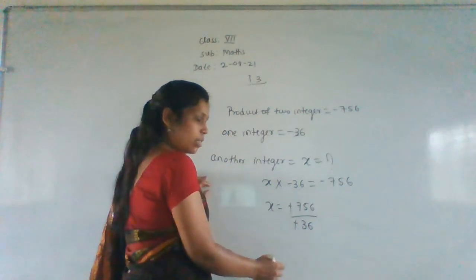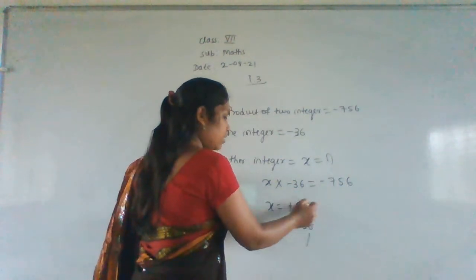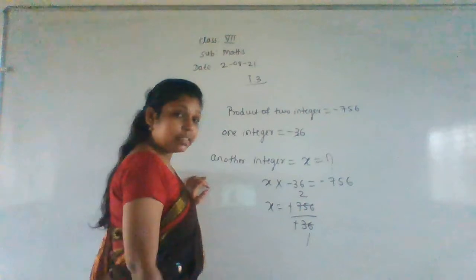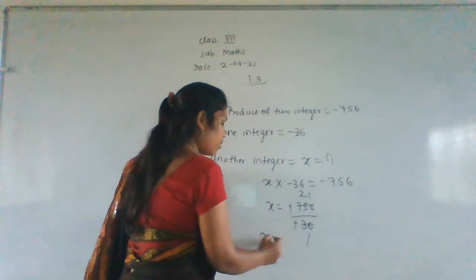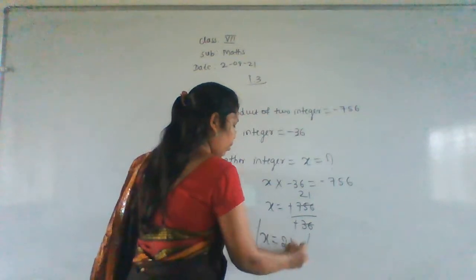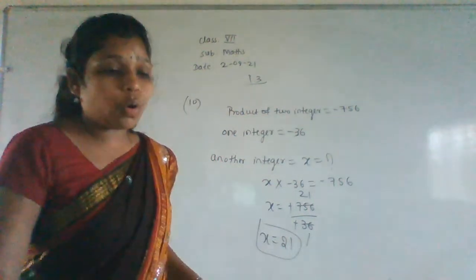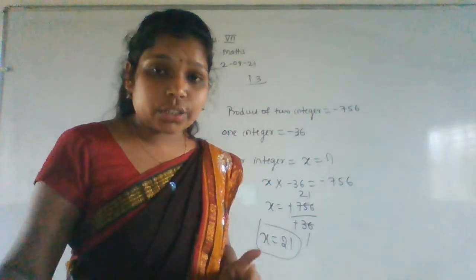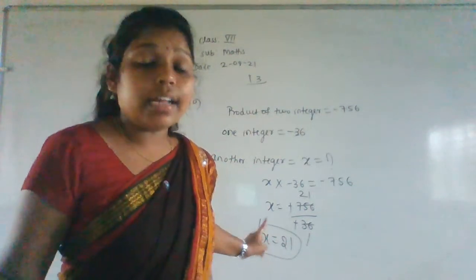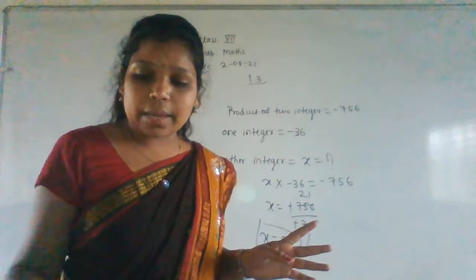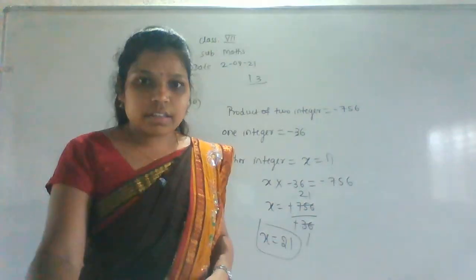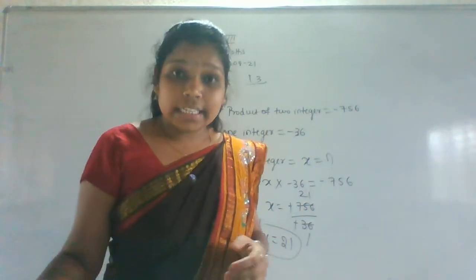Minus minus is plus, right? 36 ones are 36, 36 twos are 72, again 36 ones are 36. So what is the x value here? 21. Now they told us to find the other integer. What is the other integer here? The other integer is 21. So we finished the 10th one also.